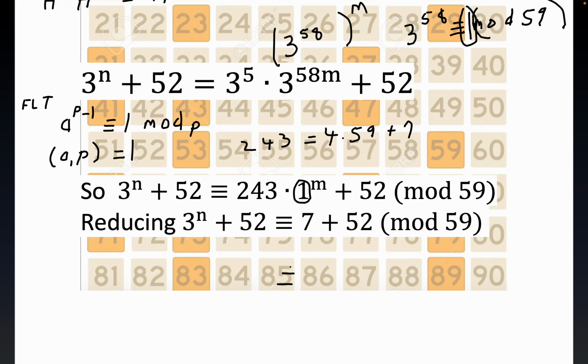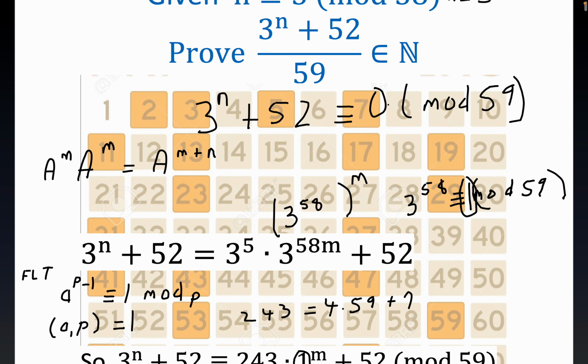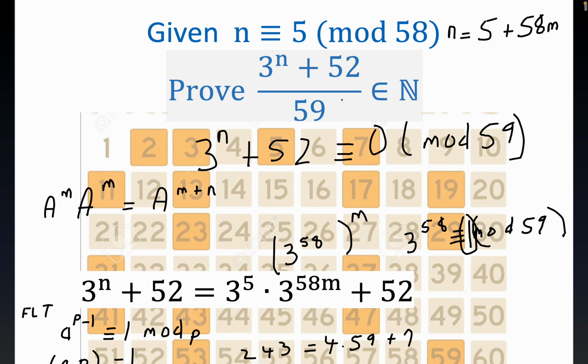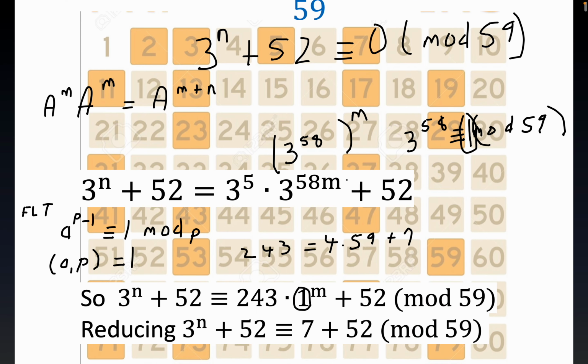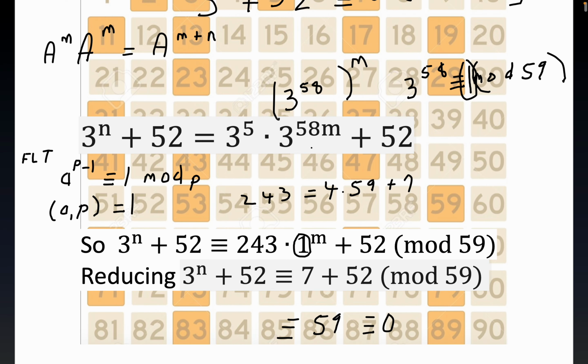Now, notice right here that this sums up to 59. But 59 is congruent to 0 mod 59, which is trivial, right? And that is what we were trying to prove, folks. We rewrote this in this modular arithmetic format, went through a little bit of arithmetic using Fermat's little theorem, and we got our result.